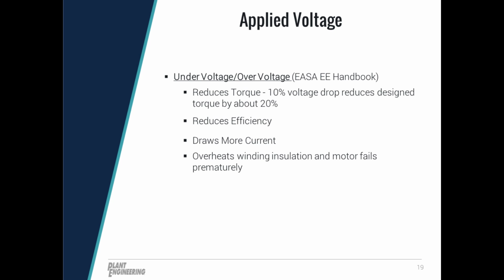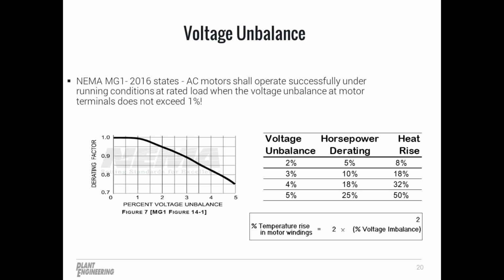That same testing also showed that lower voltages than rated are very detrimental to motor efficiency. According to the Electrical Apparatus Service Association's Electrical Engineering Handbook, with an approximate 10% voltage drop, the motor design torque would be reduced by approximately 20%. In general, if a lower voltage is supplied to the motor, it will need to draw more current to output the necessary torque and speed for the application. And of course, higher current draw will lead to overheating, and as we already discussed, overheating is a major cause of premature failure.